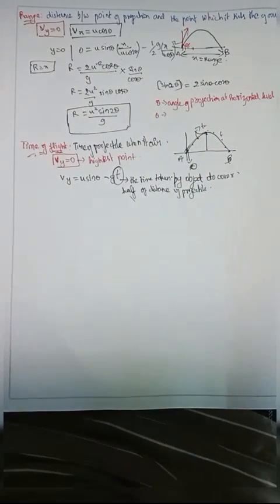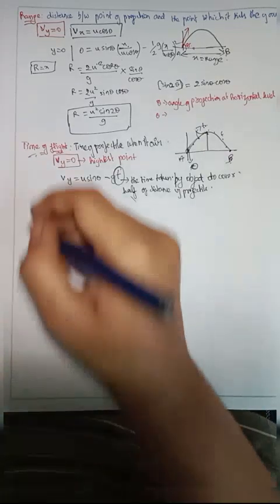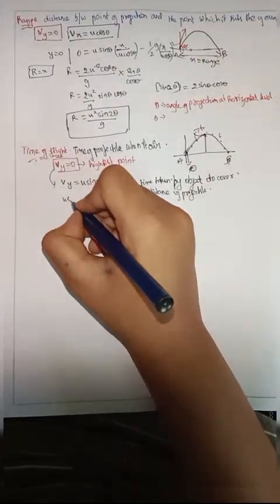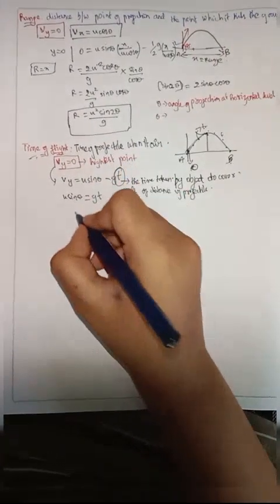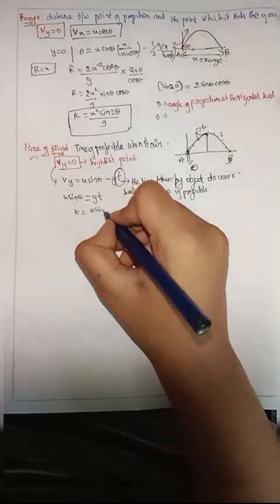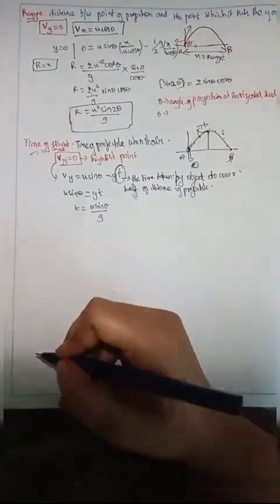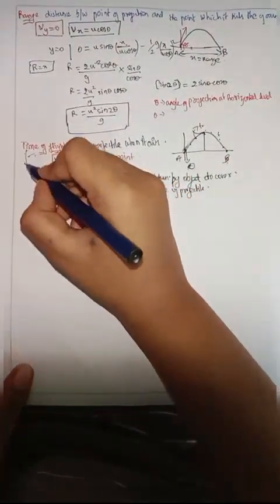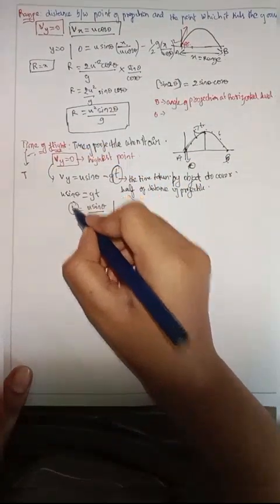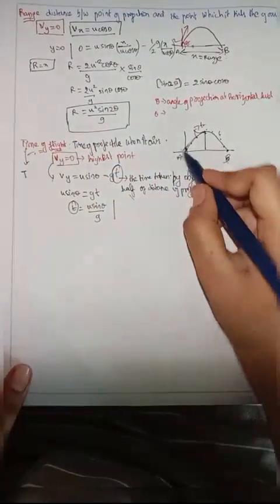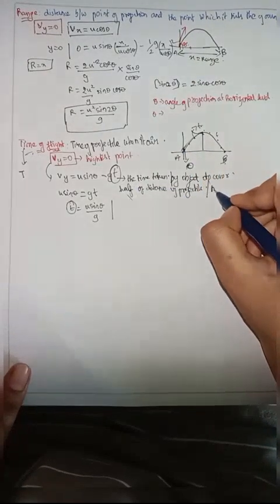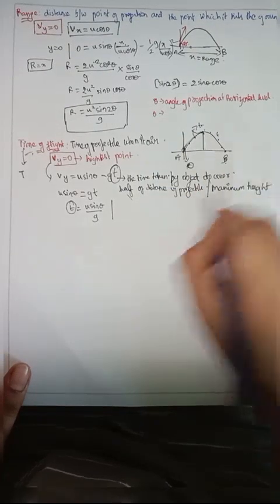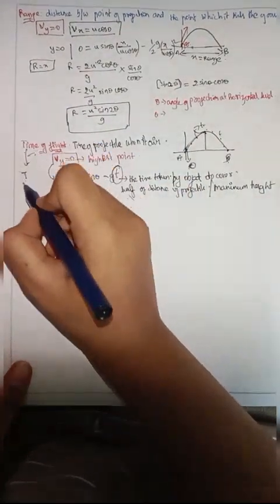Now we may resolve this as I said before. At the highest point, vy equal to 0. We can write u sin theta equal to gt, so t equals u sin theta by g. Time of flight is represented by the capital T. Here t represents the time taken by the projectile to cover the maximum height, and time of flight is represented by capital T.